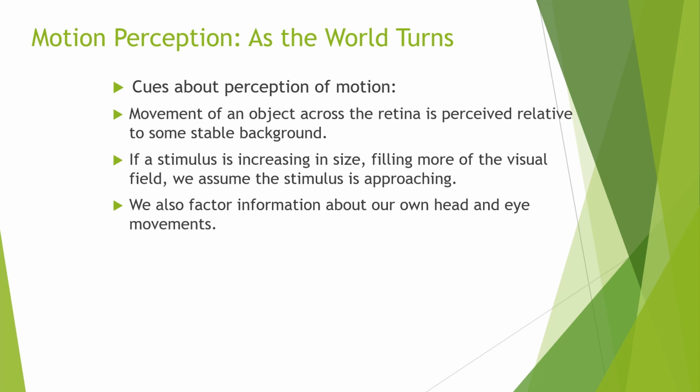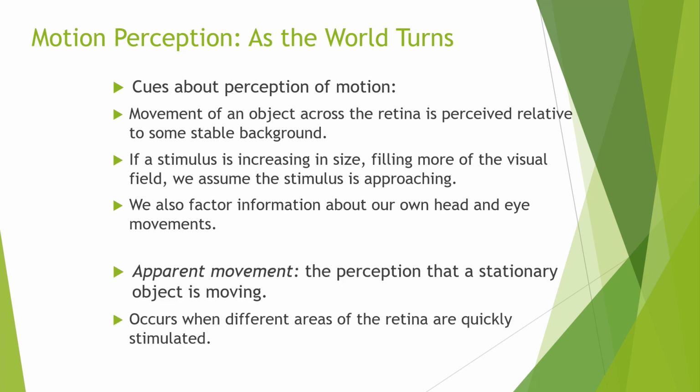The third thing that we do when we perceive motion is factor in information about our own head and eye movements. Now, what about when something appears to be moving, but it's really not? We call that apparent movement: the perception that a stationary object is actually moving. This occurs when different areas of the retina are quickly stimulated.